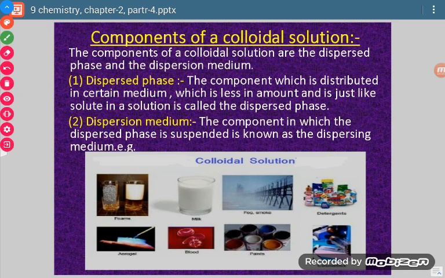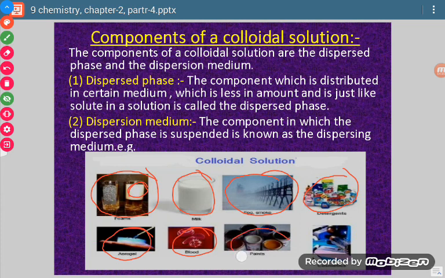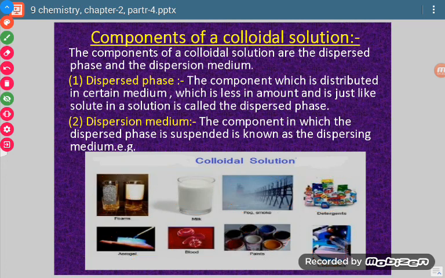Here we have given many examples of colloidal solutions. This is milk, this is foam, which is also a type of colloidal sol. This is fog. These are detergents. Here aerogel. Blood is also one of the colloidal sols. Our paints are also colloidal sols. Cosmetics which we use are also colloidal sols.